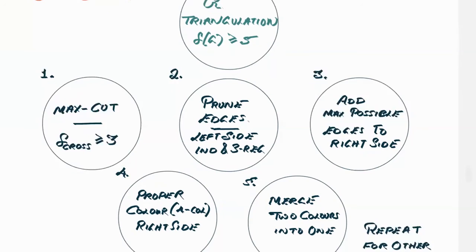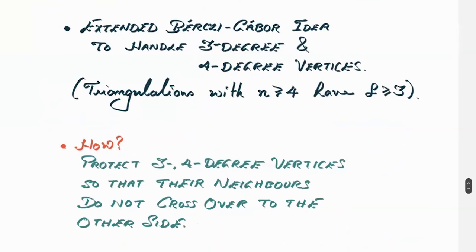Okay, so our contribution is that we extended this process so that we could also work with degree 3 and degree 4 vertices. Note that since we are working with a triangulation on at least 4 vertices, we will not have the case of degree 2 or degree 1 vertices. The minimum degree is going to be 3. So we only have to handle the 3 degree and 4 degree cases separately.